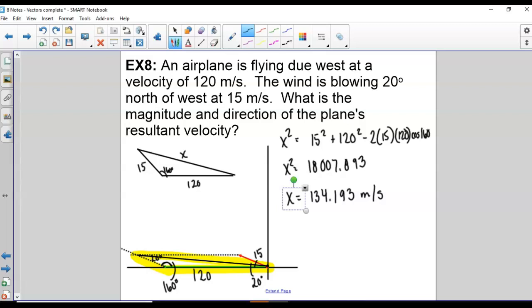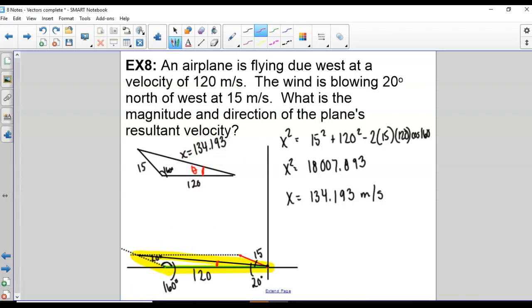Then, whenever we look at this, now that we know this side is 134.193, now we want to set it up where we can find an angle. And the angle we want to find is the angle that actually touches north, south, east, or west. So in our picture here, that's this angle. In our picture up here, that's this angle. I'm going to call it theta.